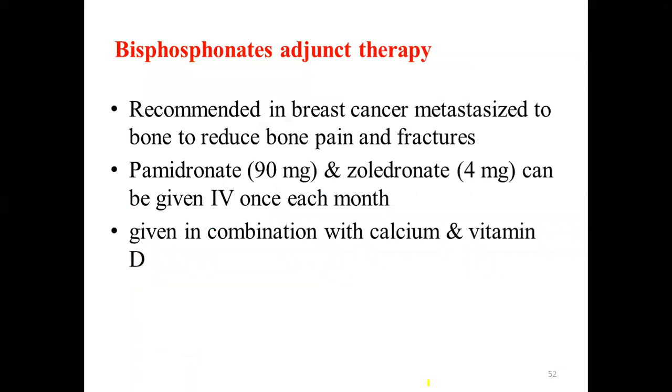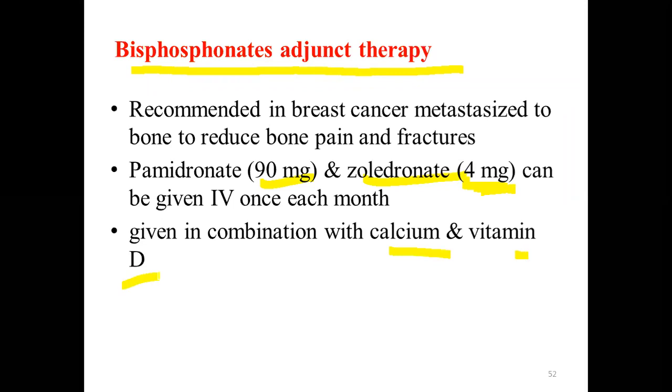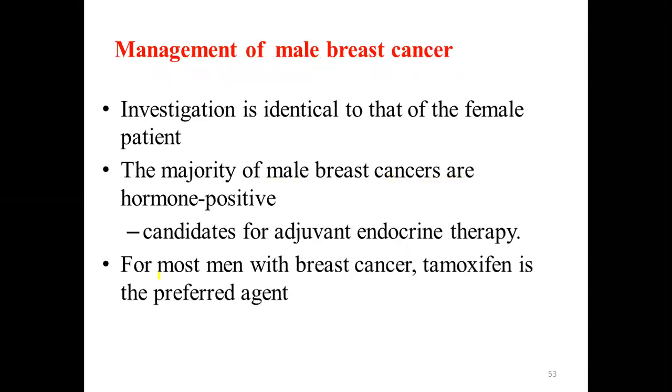Then another point to note is the use of bisphosphonate adjuvant therapies. As I said before, this one is very common when there is a bone involvement. So to reduce the further fracture, it is usually IV every month. Pamidronate is 90 milligram or zoledronic acid, which is widely available, given IV once each month. In combination with calcium and vitamin D is usually recommended. Calcium and vitamin D actually reduce the risk of hypocalcemia. But this is very common treatment.